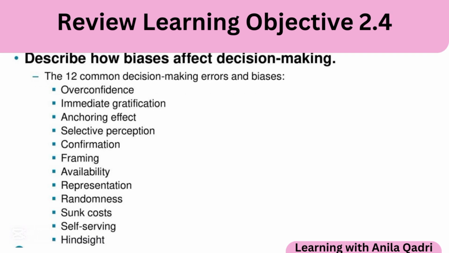Review Learning Objective 2.4. Describe how biases affect decision making. The 12 common decision-making errors and biases are: overconfidence, immediate gratification, anchoring effect, selective perception, confirmation, framing, availability, representation, randomness, sunk cost, self-serving, and hindsight.